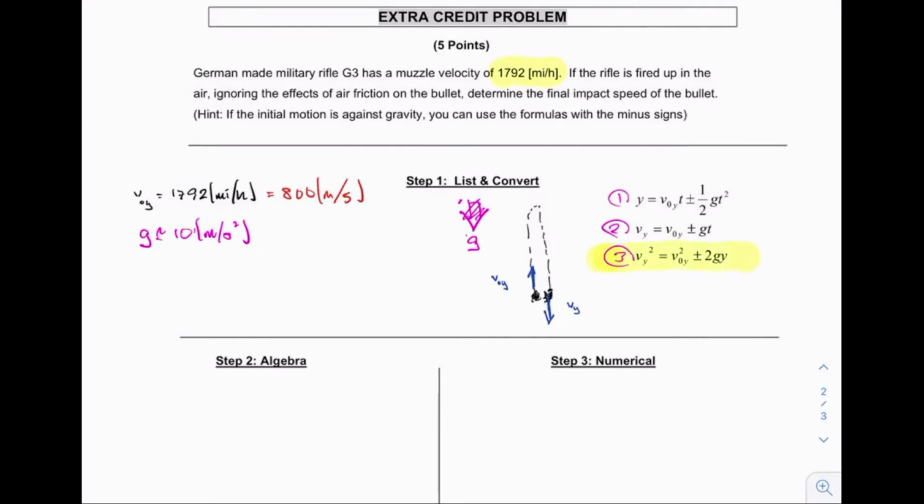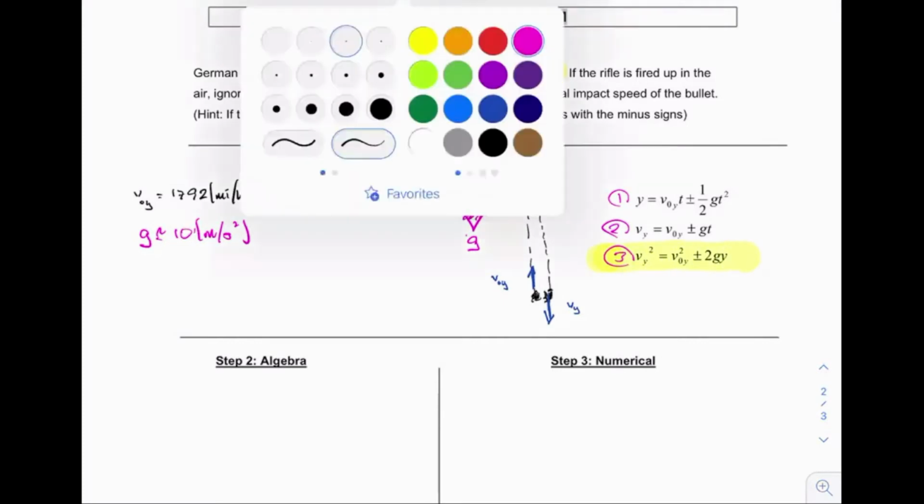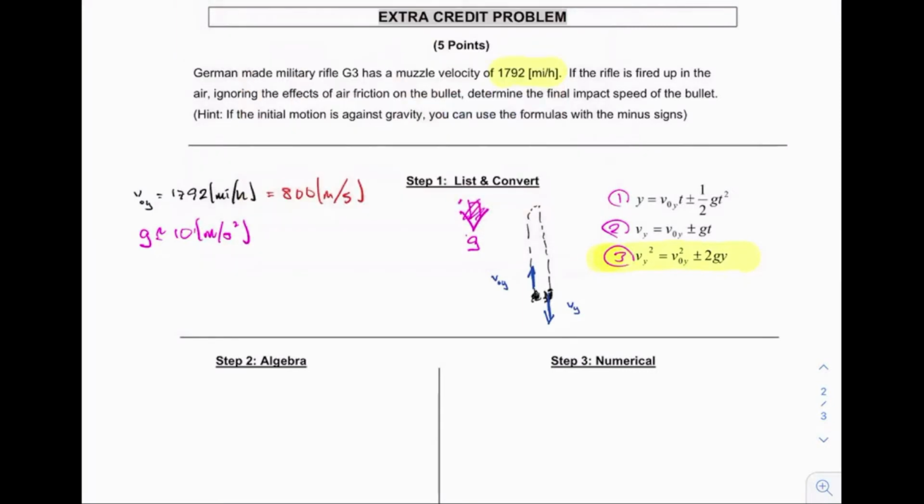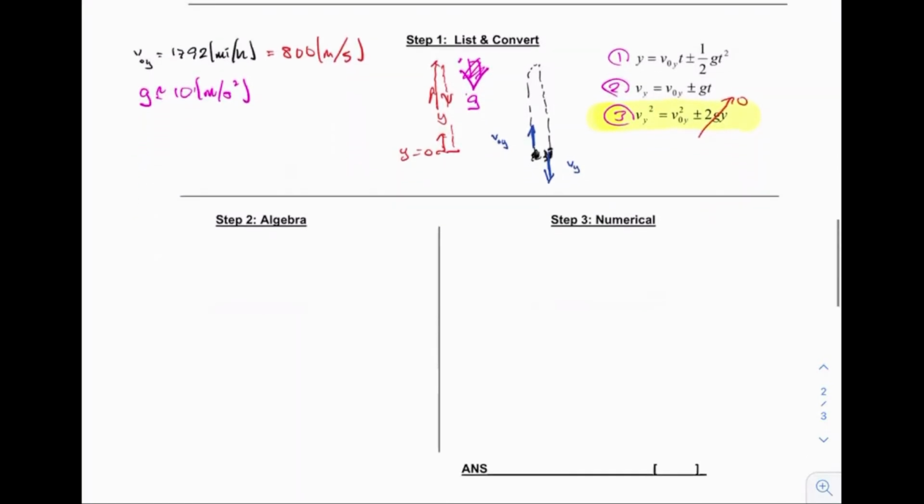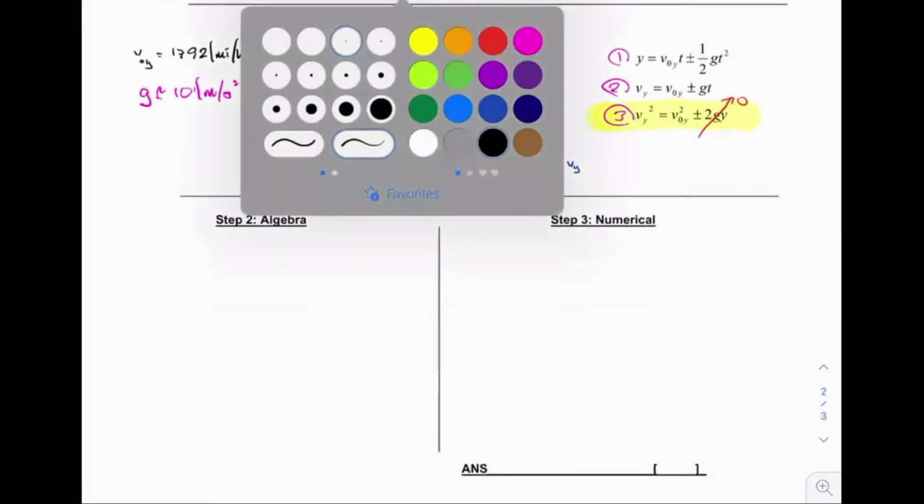because I know the final height of this motion. This thing is going to go up, just like that, and then it's going to come back down, just like that. So the final height is going to be right here. It's going to be 0. Final height is going to be 0. And that's it. So that's the formula that I'm going to use.